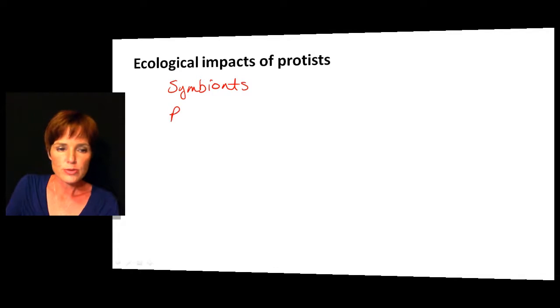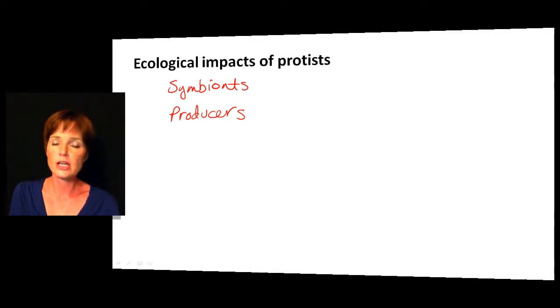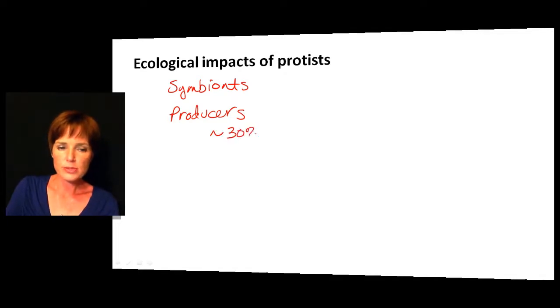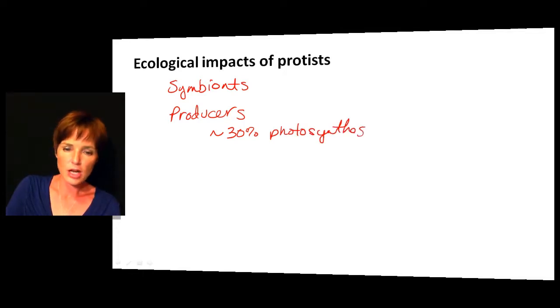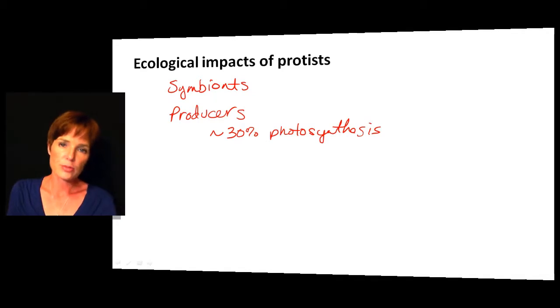They are also producers. We talked about a number of those. So these are organisms that are going to be photosynthesizing and converting inorganic carbon dioxide into organic molecules. Those are molecules that then other organisms can later use. So all of those heterotrophs are going to be dependent on producers of some sort. So it's thought that protists themselves produce about 30% of the photosynthesis that takes place. So that's quite a lot. And not only are they producing the organic carbon, but that means they're also contributing to the oxygen-rich atmosphere.